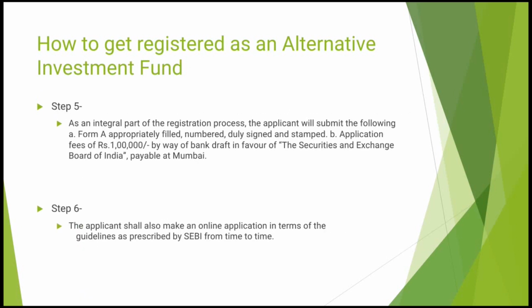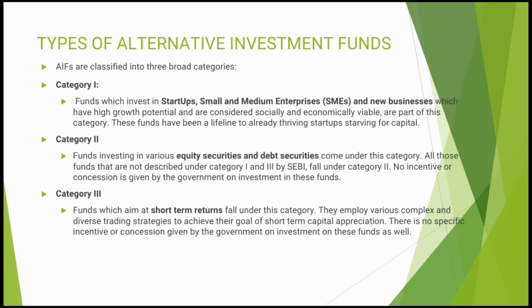This slide is a continuation of slide 5. Step 5. As an integral part of the registration process, the applicant will submit the following: A. Form A appropriately filled, numbered, duly signed and stamped. B. Application fees of ₹1 lakh by way of bank draft in favor of the Securities and Exchange Board of India, payable at Mumbai. Step 6. The applicant shall also make an online application in terms of guidelines as prescribed by SEBI from time to time.